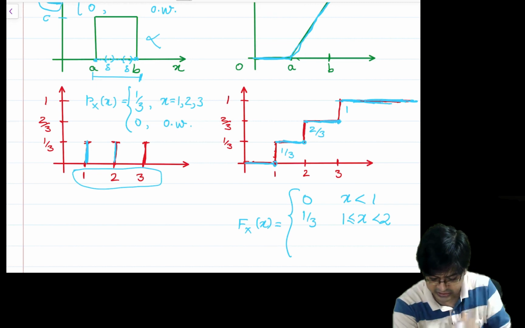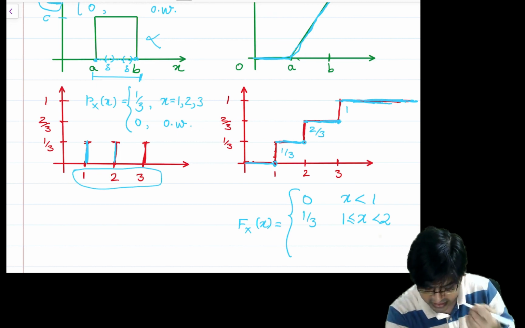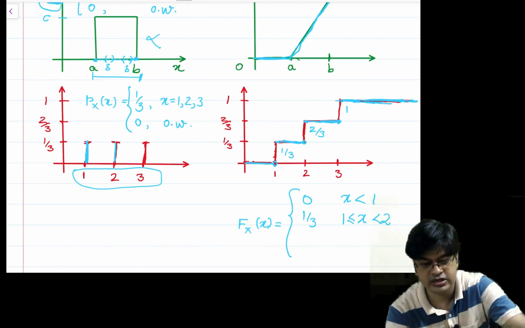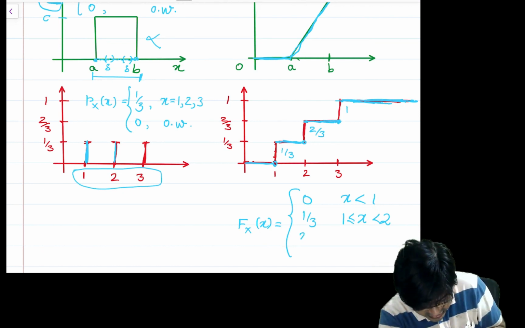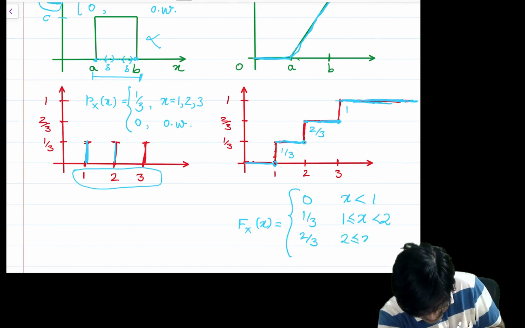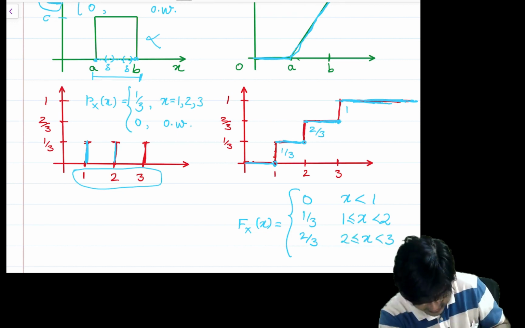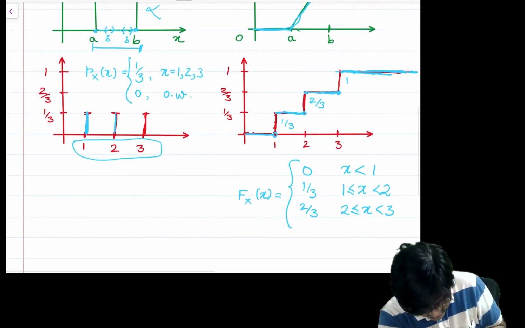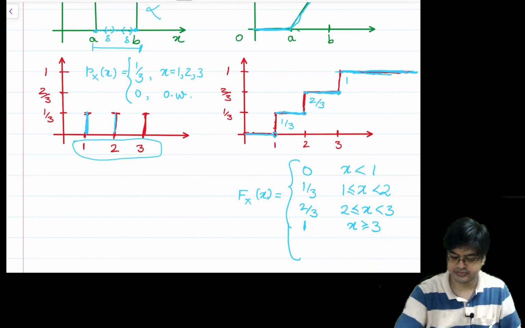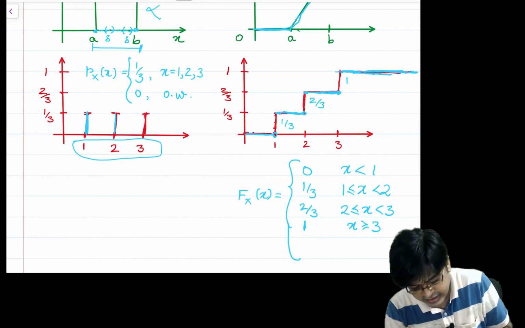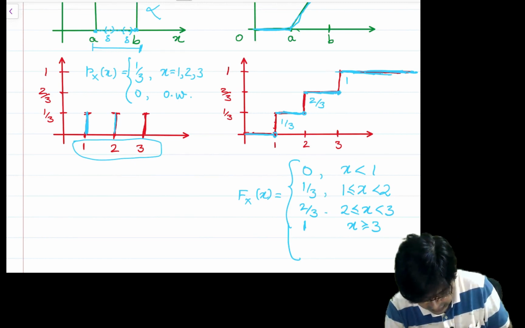Remember, here is the difference. When I am dealing with continuous, I am not much bothered about the less than or equal to or strictly less than. But when I am dealing with discrete random variables, I am very much bothered whether I am writing less than or equal to or strictly less than. Let this get extended further. This is 1 for x greater than or equal to 3. This is the complete description of our CDF.